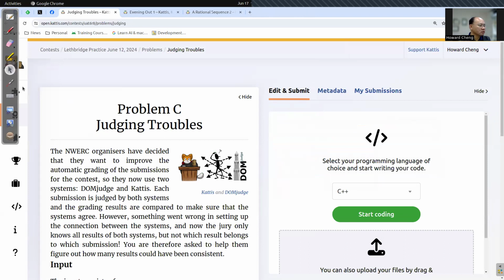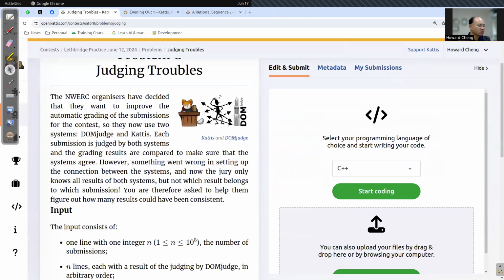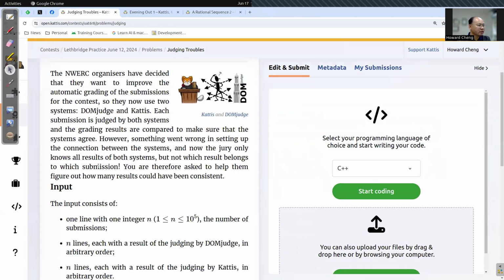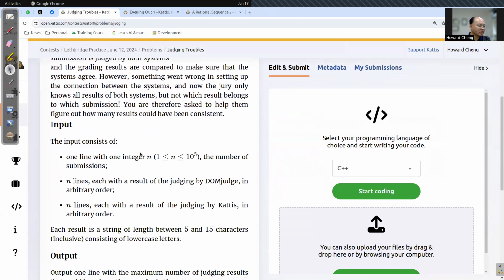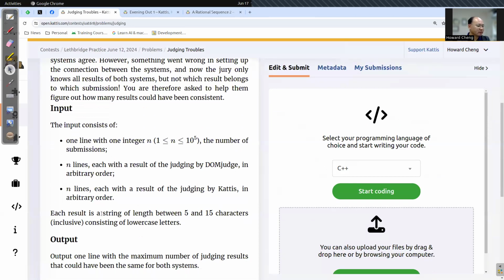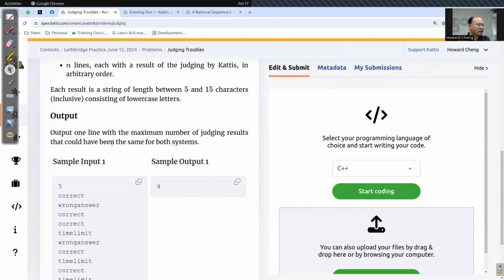Judging trouble. Okay, so you have two judging systems, and they both have n different results. So n can be up to 10 to the 5, 100,000. N results from one judge in arbitrary order, followed by n results from the other judge. Output one line with the maximum number of judging results that could have been the same for both systems.